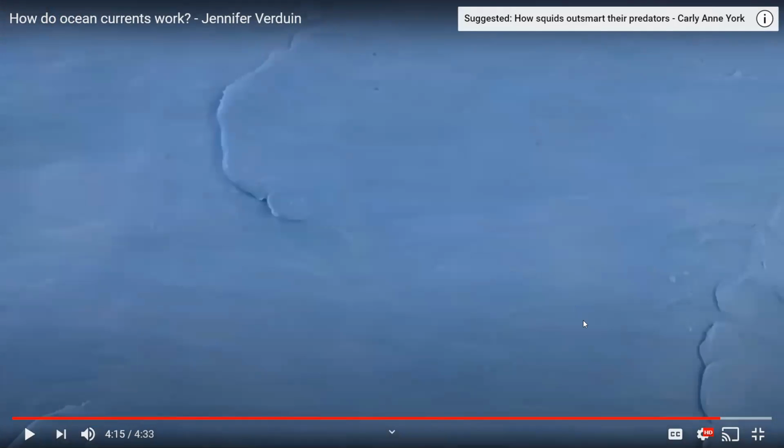Okay, let me show you one more to help you visualize this. All right, and this is the Gulf Stream explained.